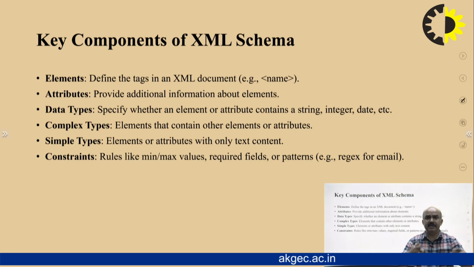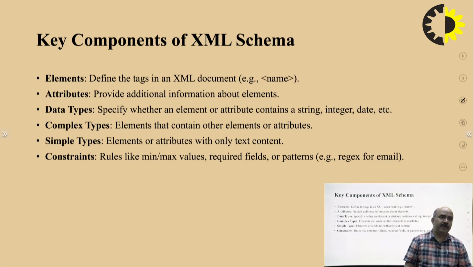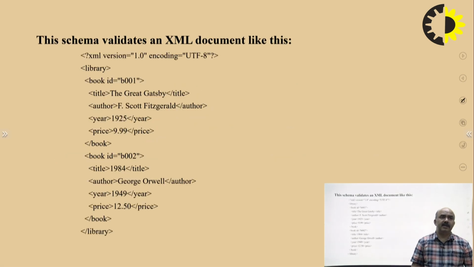Complex elements contain other elements or attributes. It means they have sub elements. Simple elements describe only textual contents. Constraints are things like min and max values, required fields, or patterns that are followed in the XML schemas. So this is the XML schema which we have to write. Now we have to validate this.